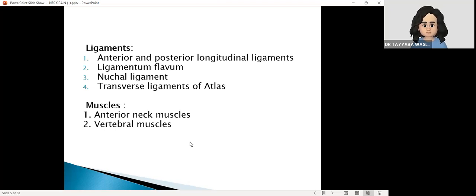Then come the muscles of the cervical vertebrae. These are basically categorized as anterior neck muscles and the vertebral muscles.